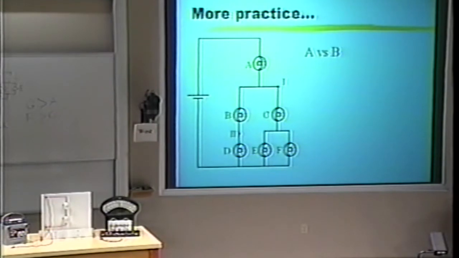Okay, first of all, just really fast, we've just worked a problem similar to this. A versus B, which one's brighter? Shout it out. A. That's because all is more than part. B only gets part of the current through A.